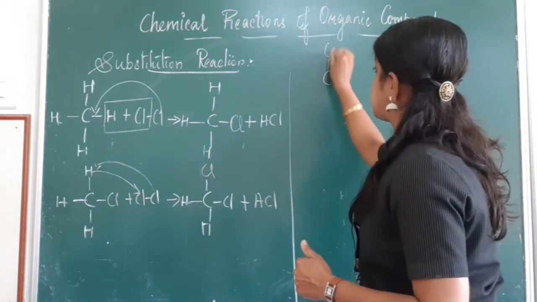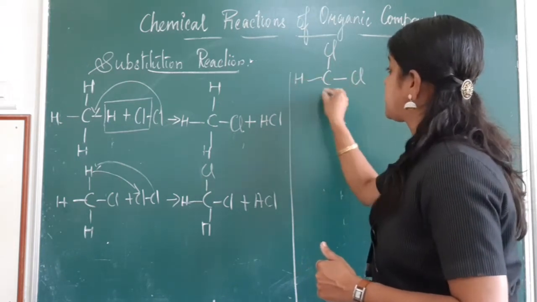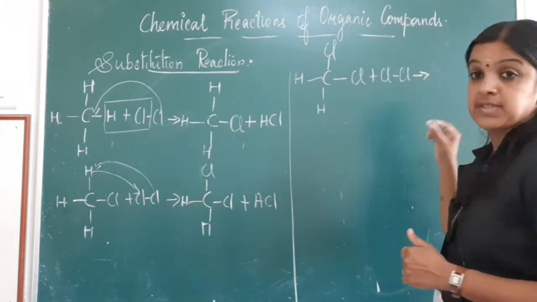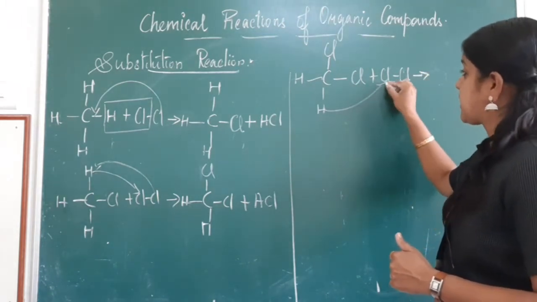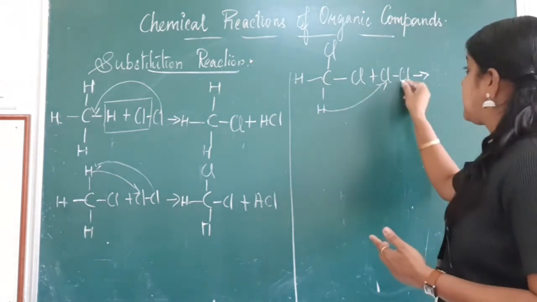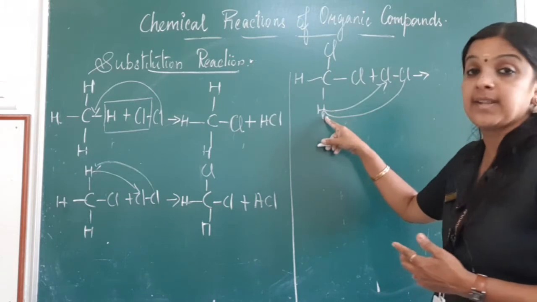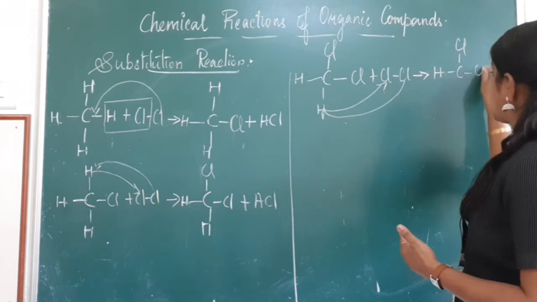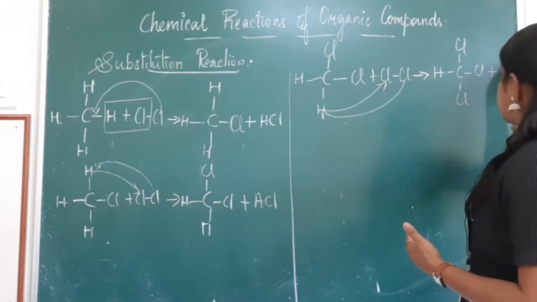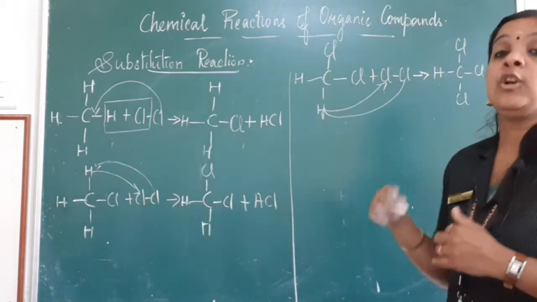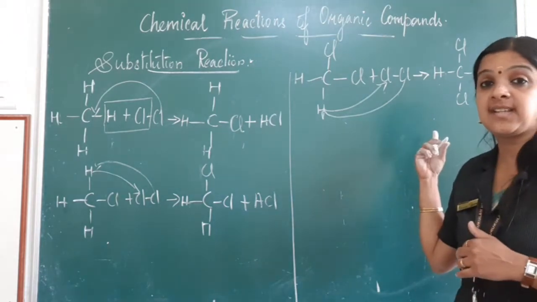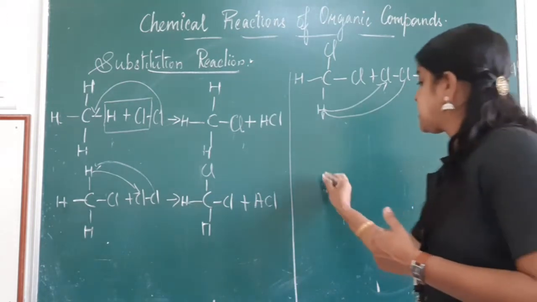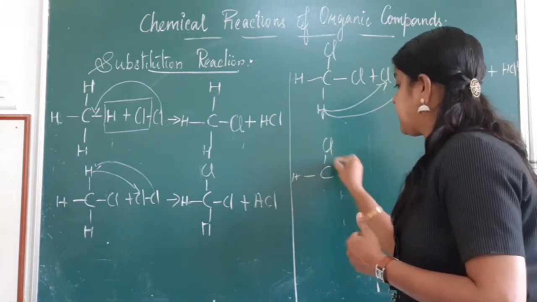Now let us see what happens in the third step. I have 2 chlorine atoms and 2 hydrogen atoms. Now when this reacts with chlorine in presence of sunlight, the third hydrogen attracts the chlorine, comes out as HCl and another chlorine comes and occupies the hydrogen position. So I have hydrogen, carbon, chlorine, chlorine, chlorine plus HCl. So this is trichloromethane, also called chloroform, CHCl3, the anesthesia which we use, right? So this is chloroform.